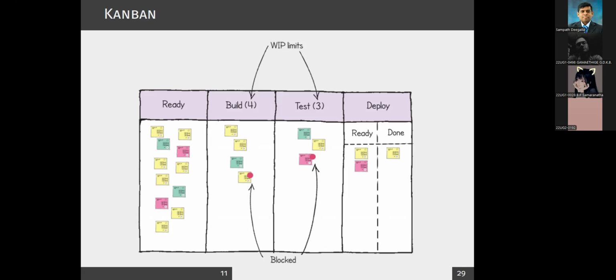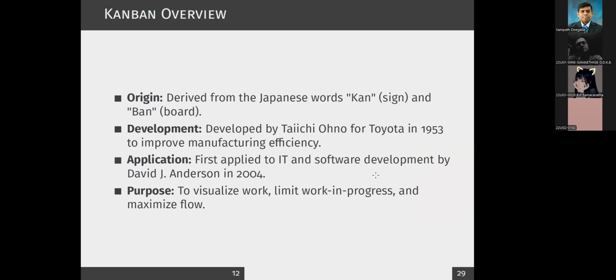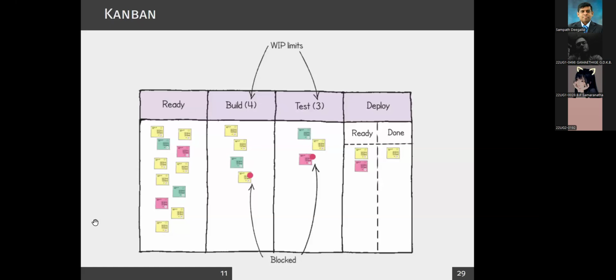Okay, so let me explain the second one, Kanban. Kanban is actually a Japanese term. Kan means signboard. So the word Kanban means signboard, and usually you have a Kanban board we use, a visual board. We normally call this a Kanban board. It's a visual representation of a project.